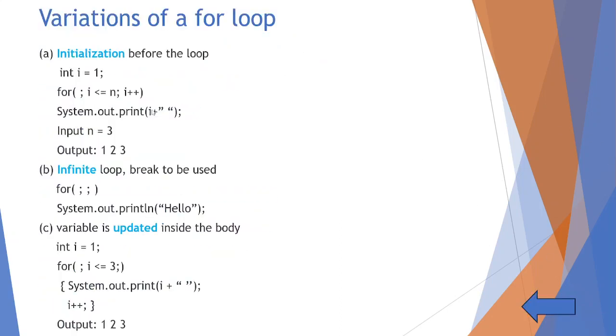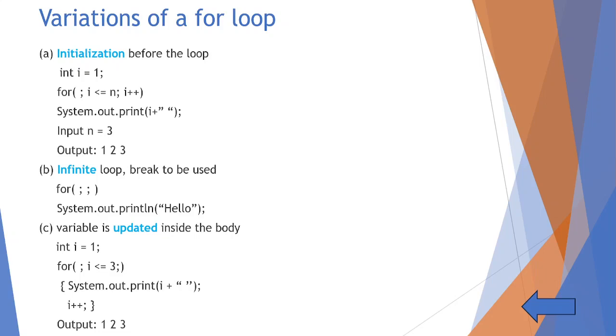Variations. We can have different variations. Initialization before the loop. In that case, that semicolon in for loop is a part of syntax, whether you initialize or not. See the example, int i is equal to 1. That is initialization before the for loop. And inside the for loop, semicolon. That is a part of the syntax.